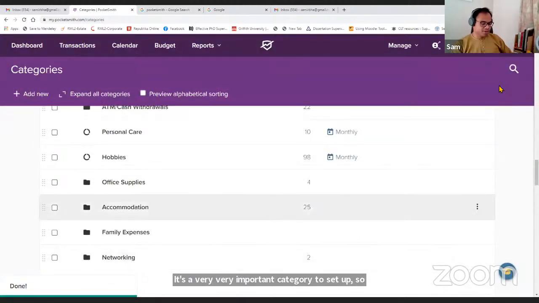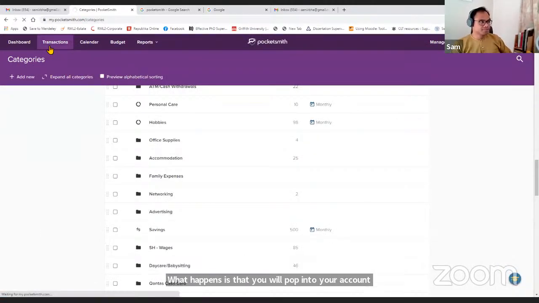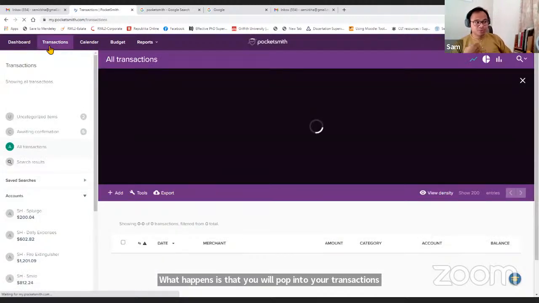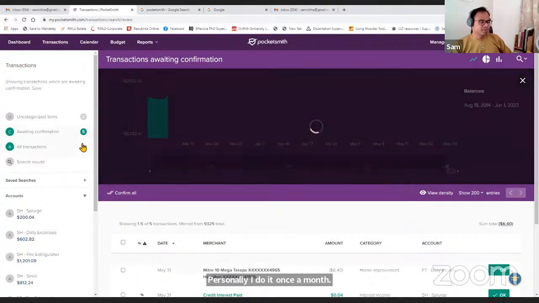So now once you've got all your categories set up, you will pop into your transactions, and you can do this once a week. You can do it once a month. It's up to you how frequently you want to do it. Personally, I do it once a month. And then you can check out the transactions that are awaiting confirmation.